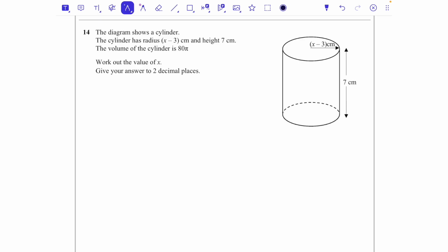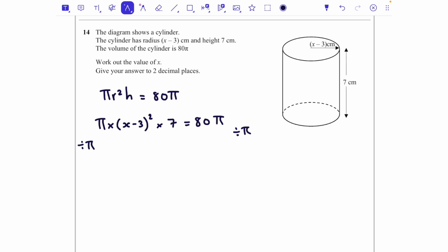So the volume of a cylinder, we do the area of the circle multiplied by the height. So pi r squared times by the height, and we're told here that that equals 80 pi. So pi times the radius squared times by 7 equals 80 pi. Now both sides of this equation have pi, so I'm going to divide both sides by pi, and that's going to get rid of those.